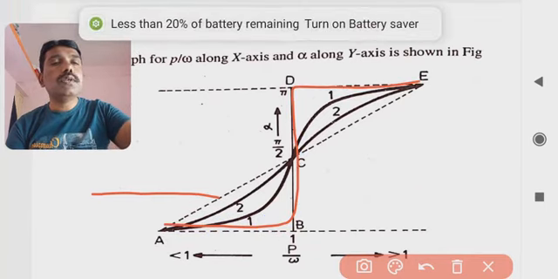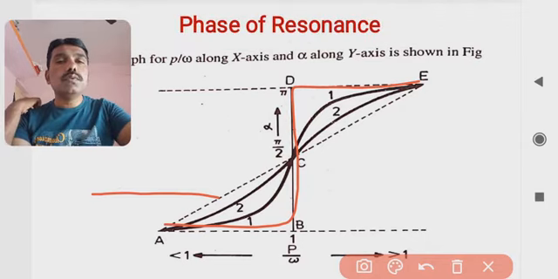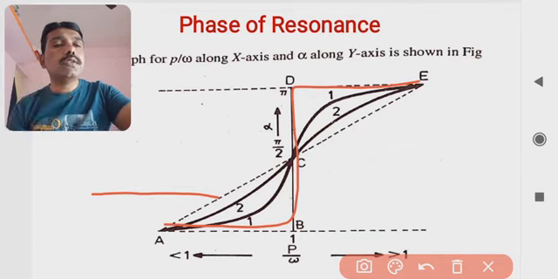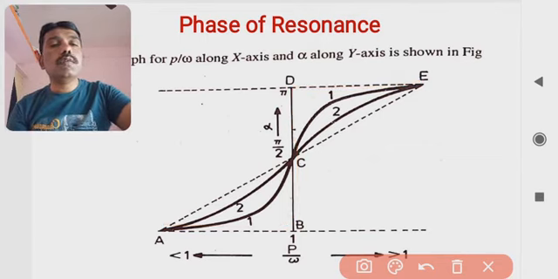But when your mu value is larger, in that case this will be curve 2. Sorry, this is curve 2. So the case is similar to this.